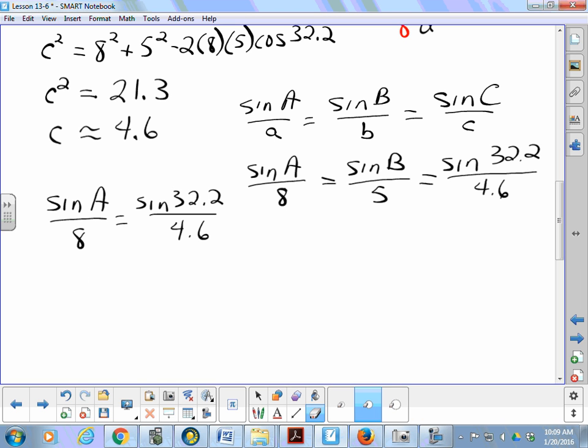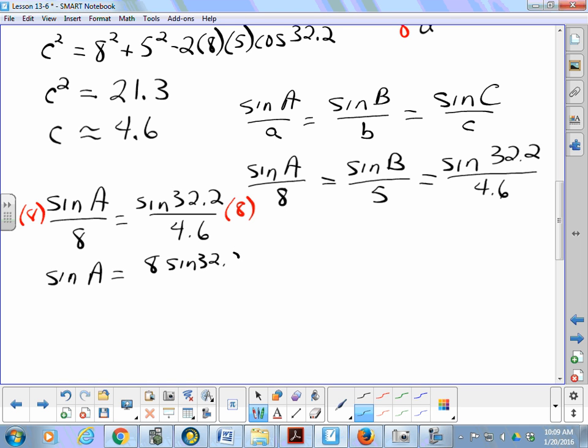So since I'm trying to find angle A, all I need to do here is multiply by 8. I don't need to cross multiply, because I want to get the sine of A by itself. So instead of cross multiplying, I'm just going to multiply everything by 8. So the sine of A equals 8 times the sine of 32.2 over 4.6.